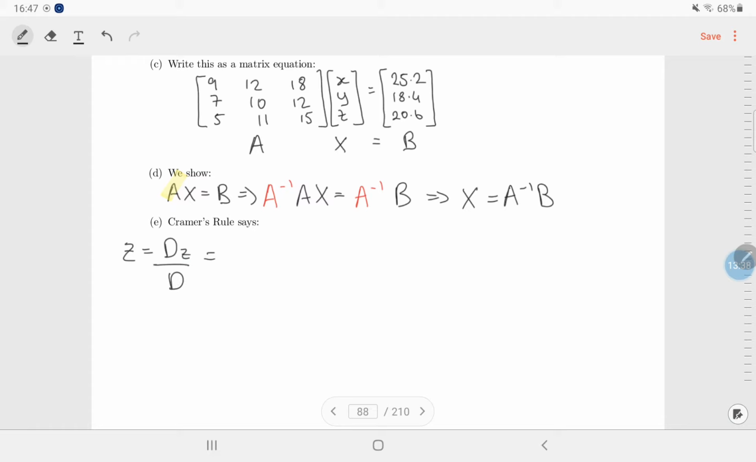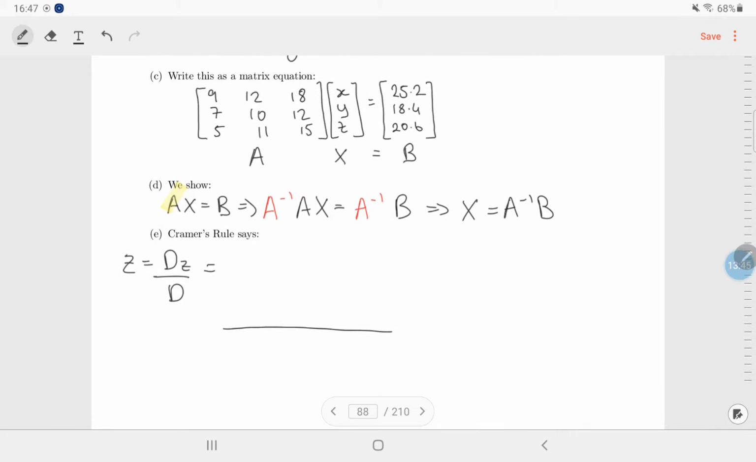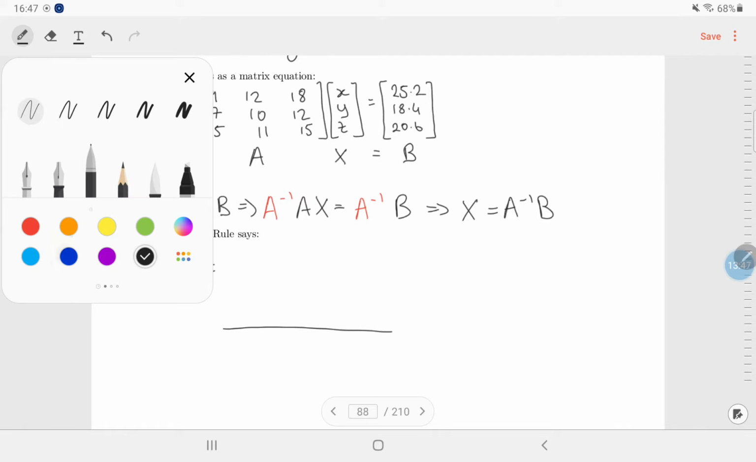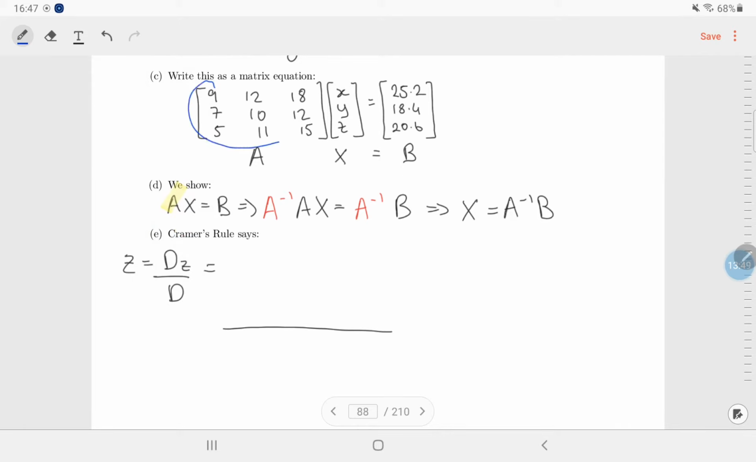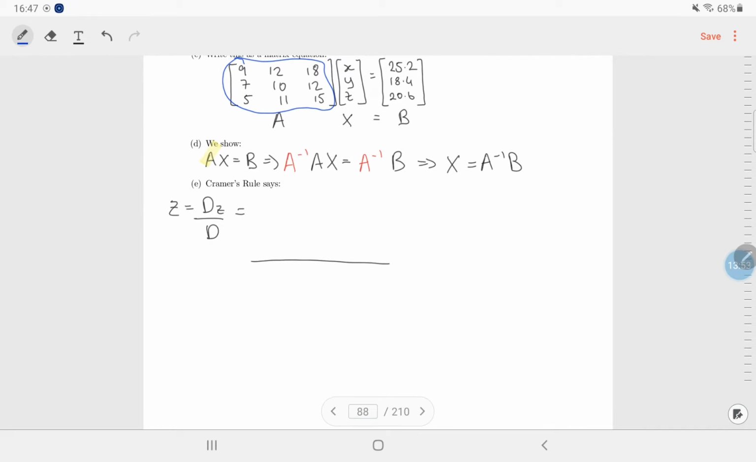The easy bit here is the d. So d is the determinant of A. So take A and find the determinant of it. That'll be 9, 12, 18, 7, 10, 12, 5, 11, 15.